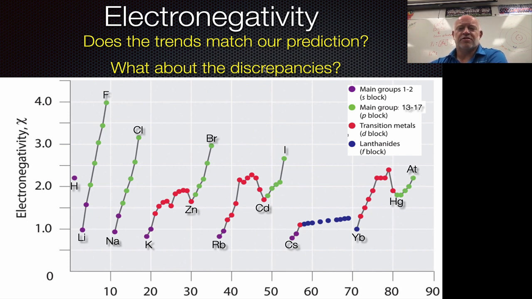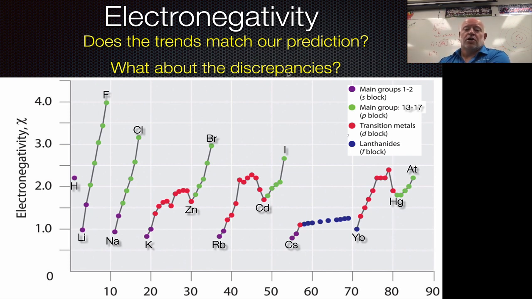Now, what about these discrepancies though? Okay, so we know the trend works. So if you're filling this out on your periodic table, as you move to the right across the periodic table, your electronegativity is going to increase. As you move up the periodic table, your electronegativity is going to increase.